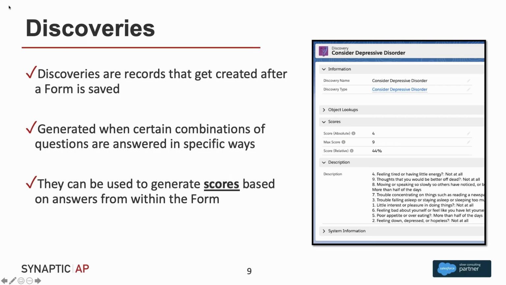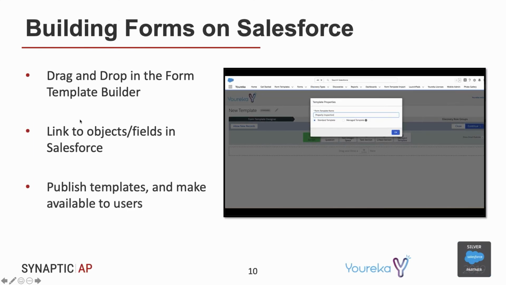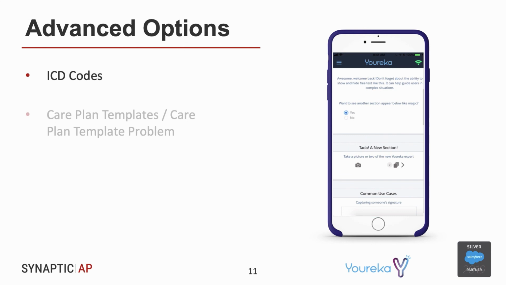So that is all I had prepared for. Looks like I had one more slide here for the template builder. The last thing I'll leave you with is I would be very curious from anyone who's watching this video if anybody is using ICD codes or care plan templates or care plan template problems. We could very easily tuck some of the technology that I just showed you right here with these records inside of Health Cloud too. So for example, we could start associating discovery types with ICD codes.